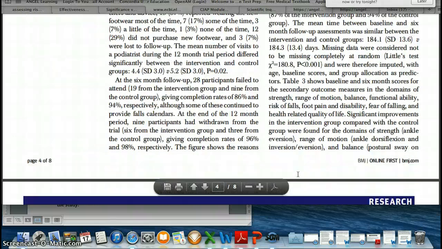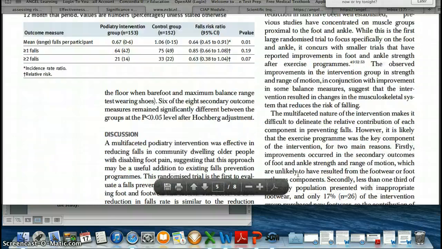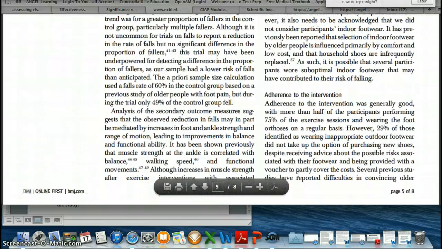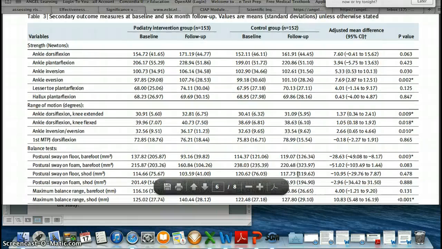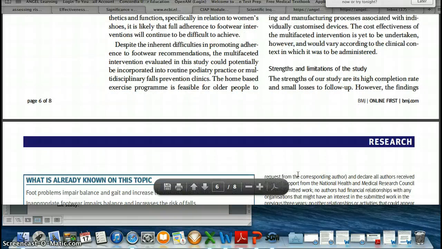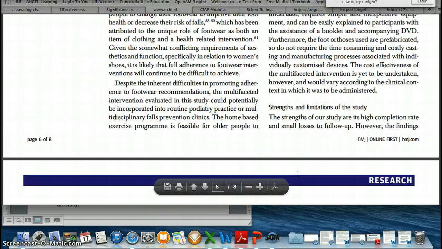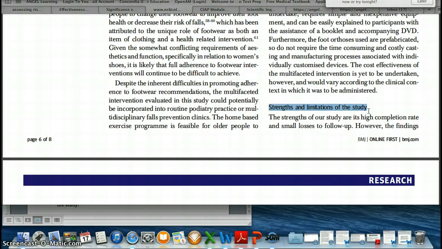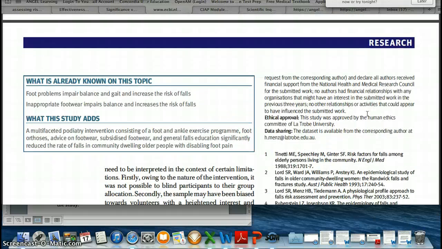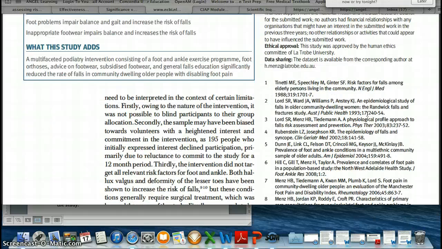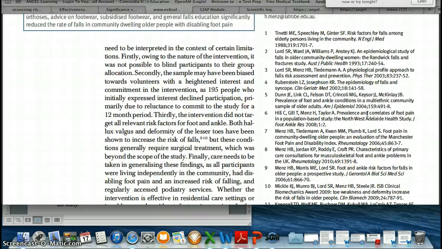If you go to the discussion section of the paper, which starts on page 6 at the bottom, strengths and limitations of the study, you'll find a little more information about blinding within this section too. Okay? Alright. Last but not least, you want to look at measurements.